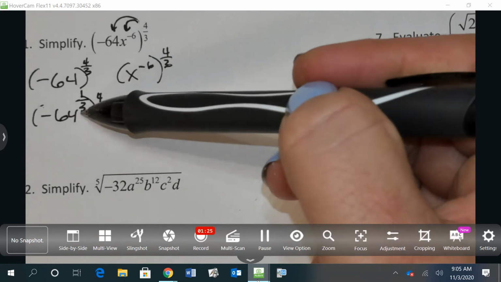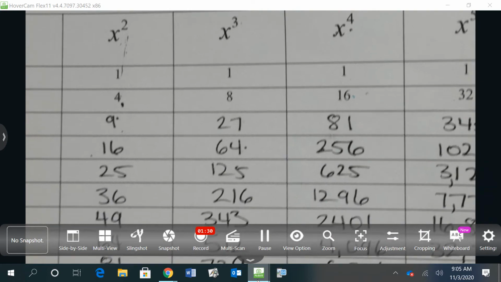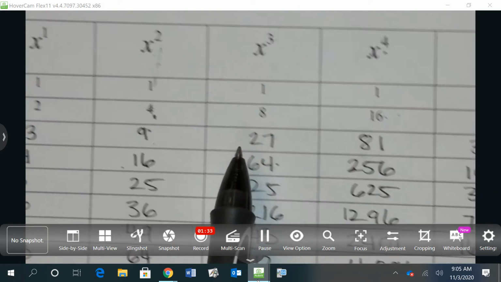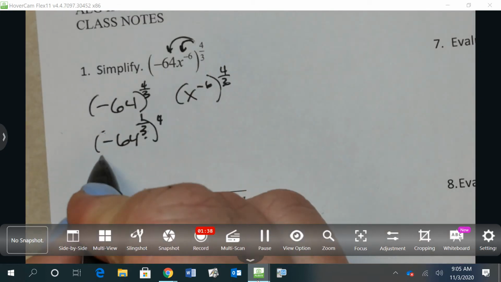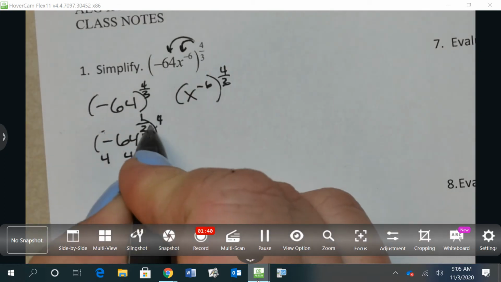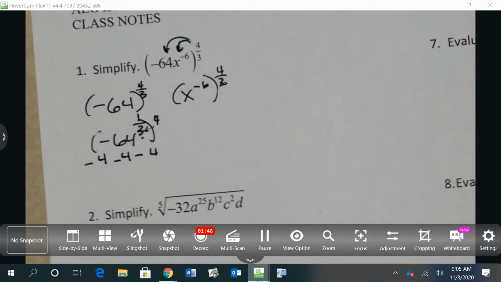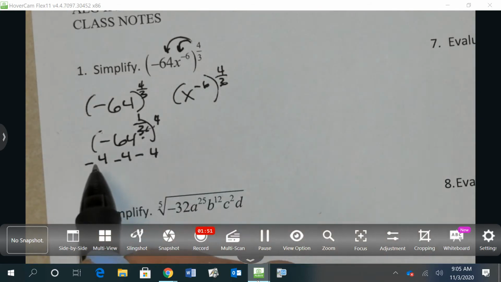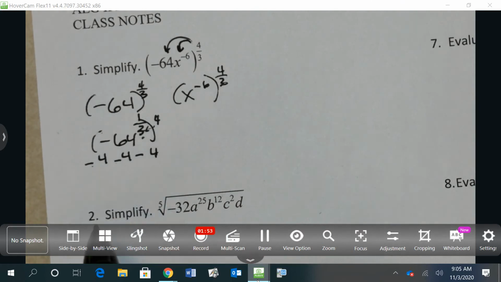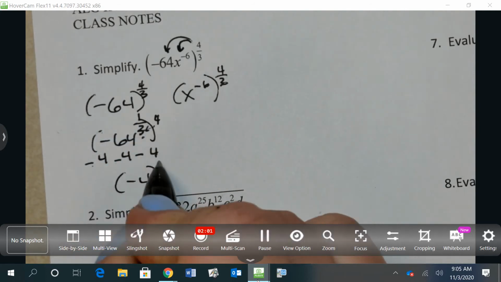So I'm going to go to the column that has a 3 and see if I can identify the 64. The column that has a 3, oh, there's the 64. I go straight across. It evaluates now to a 4. Now I know that 4 times itself 3 times does not equal 64. But negative 4 times negative 4 times negative 4, 3 times, does equal negative 64. As a reminder, an odd number of negatives when you multiply or divide gives you a negative. So this evaluated is equivalent to negative 4.